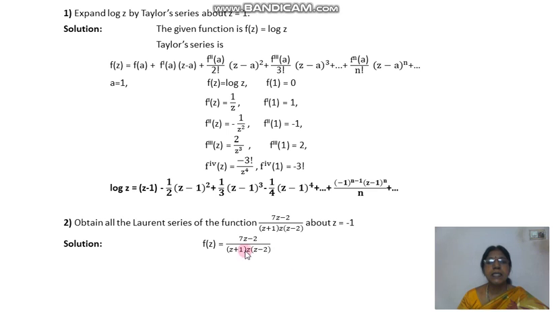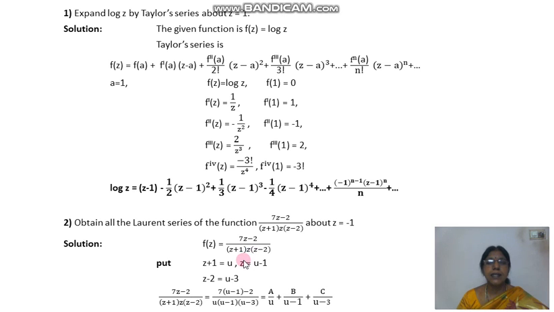Okay, see the function like this. Make it into partial fractions. For that purpose we take z plus 1 is equal to u. Now what is z? U minus 1. Z minus 2. This is z is equal to u minus 1.